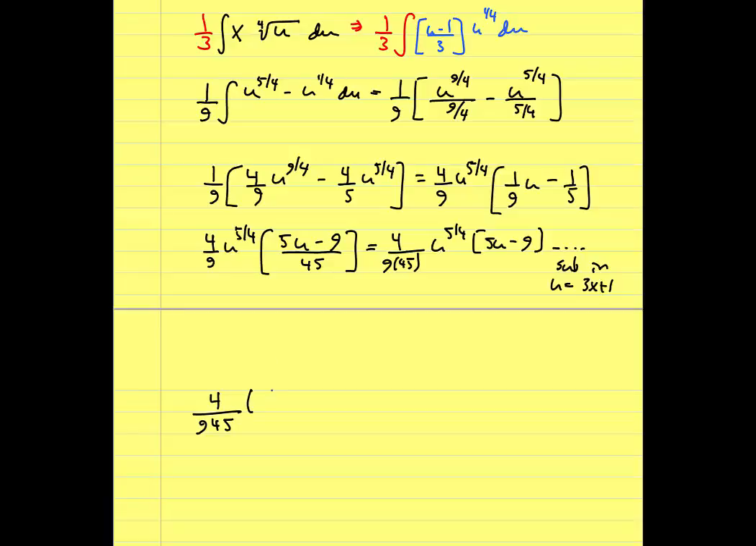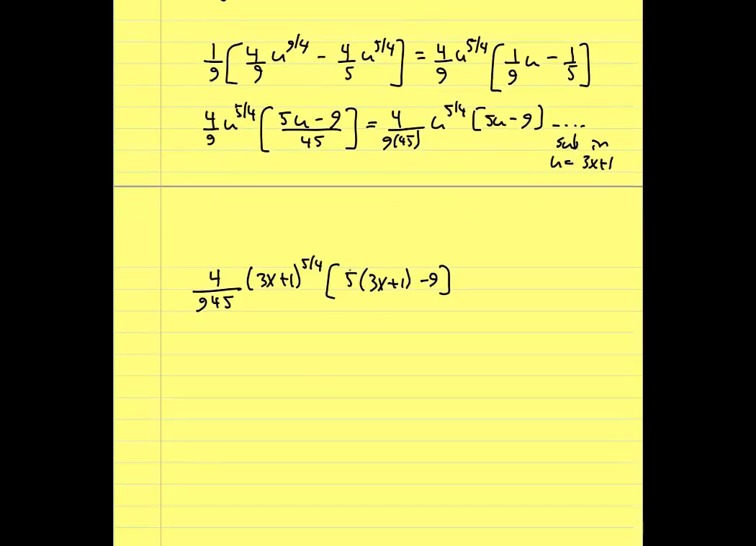U was 3x plus 1 to the 5/4. And then I have 5 times 3x plus 1 minus 9. Still not done. Fun's not over. We're going to take the 5 and distribute it and combine like terms.